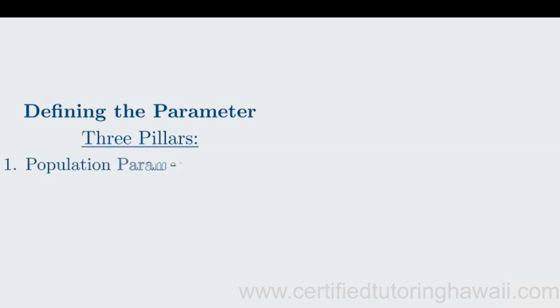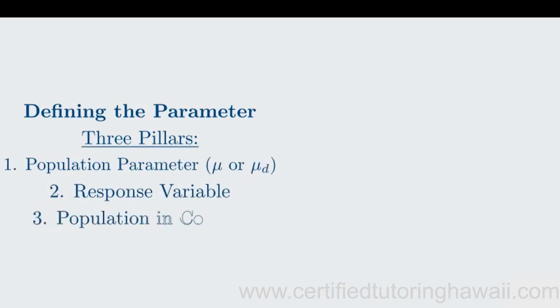When we conduct a hypothesis test, we must be very specific about what we are testing. This is called defining the parameter. In AP Statistics, you must reference three things: the population parameter, the response variable, and the population in context. If we are doing a standard one-sample t-test, we use the Greek letter mu.